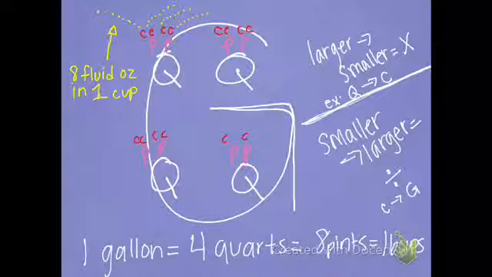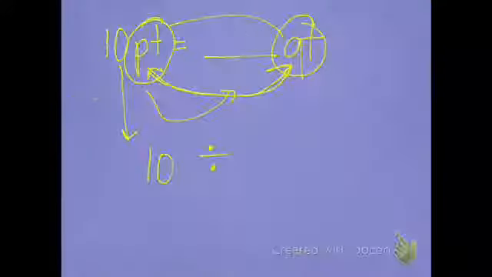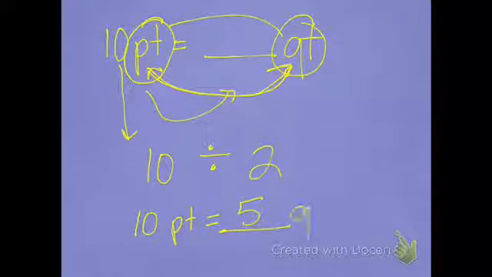Which one can I do? Well, I have to say how many pints are in a quart. Here's my quart, and there's 2 pints. So I have to use the number 2. 10 divided by 2. So 10 pints is equal to 5 quarts, because 10 divided by 2 is 5.